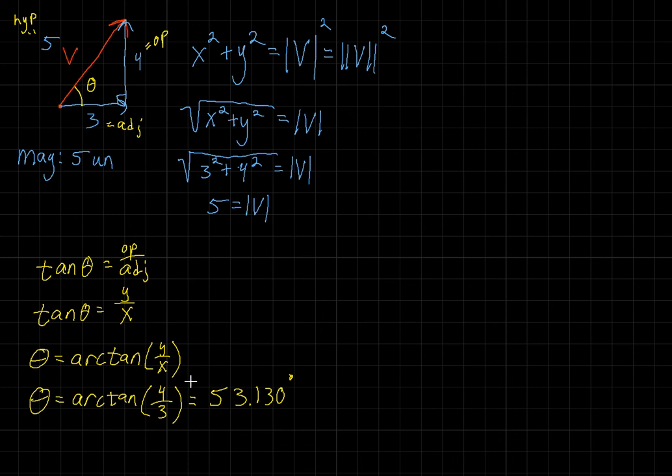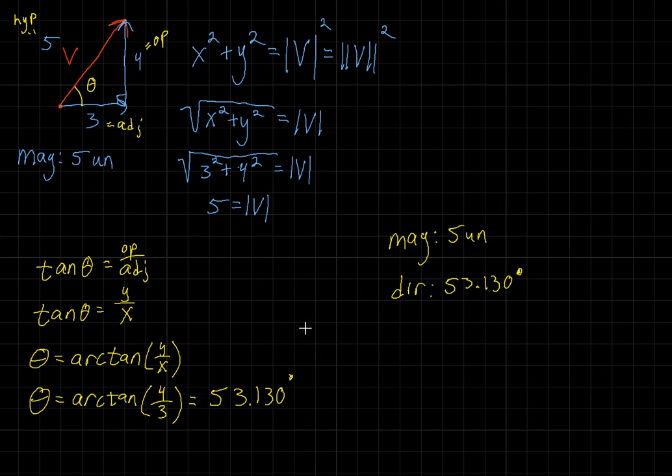So I can now tell whoever's looking at this vector, or whoever wants to know about this vector, that I have a magnitude of 5 units and a direction of 53.130 degrees.